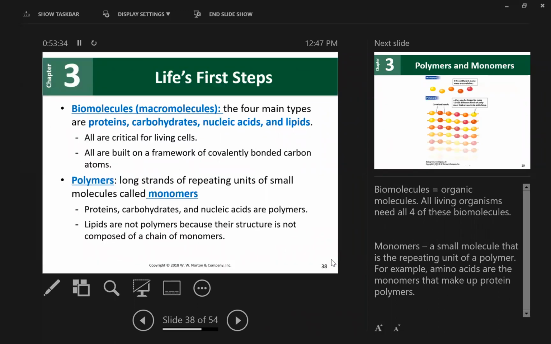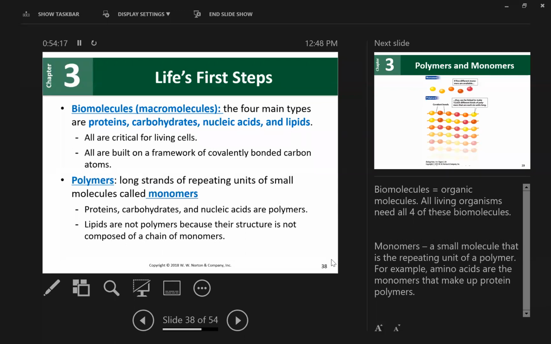So let's go to life's first steps, and we're going to go back to what we talked about in the very beginning: macromolecules, also called biomolecules or organic molecules. They all mean the same thing. Those terms can all be used interchangeably when talking about these larger life-building molecules. The four that we're going to discuss, again, are proteins, carbohydrates, nucleic acids, and lipids.